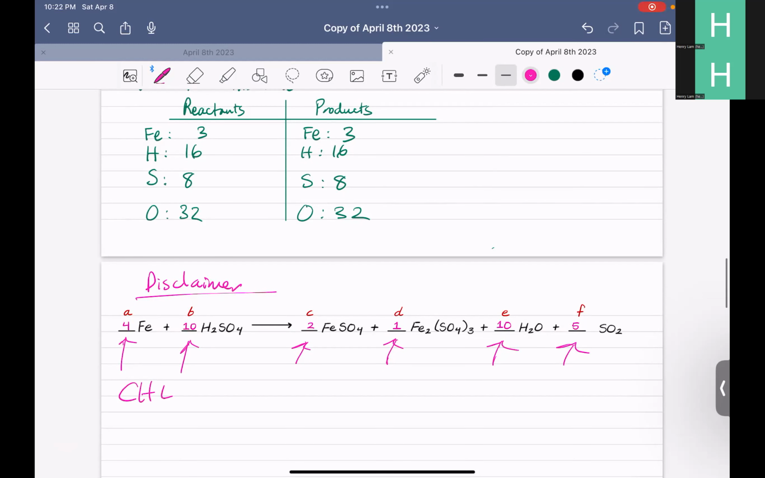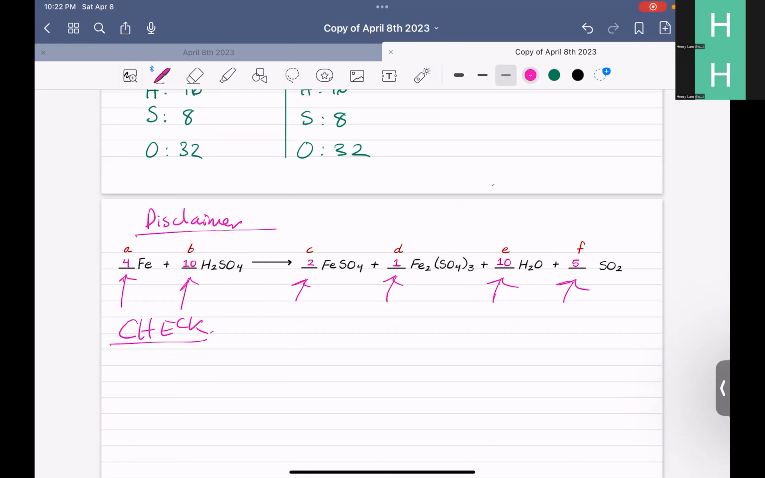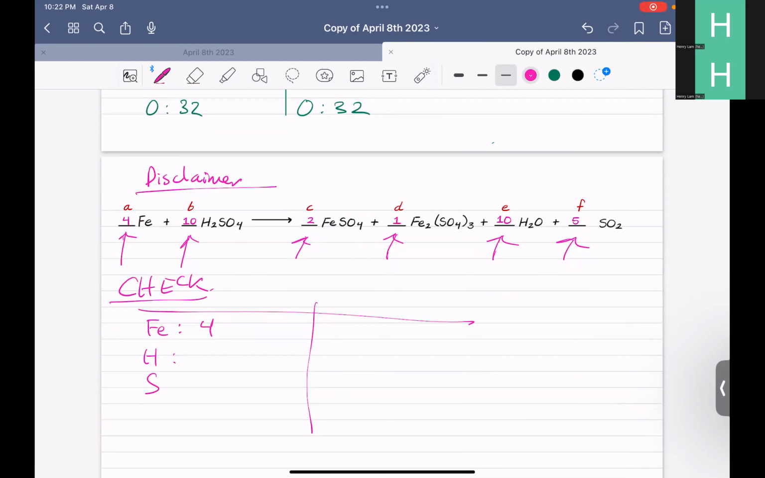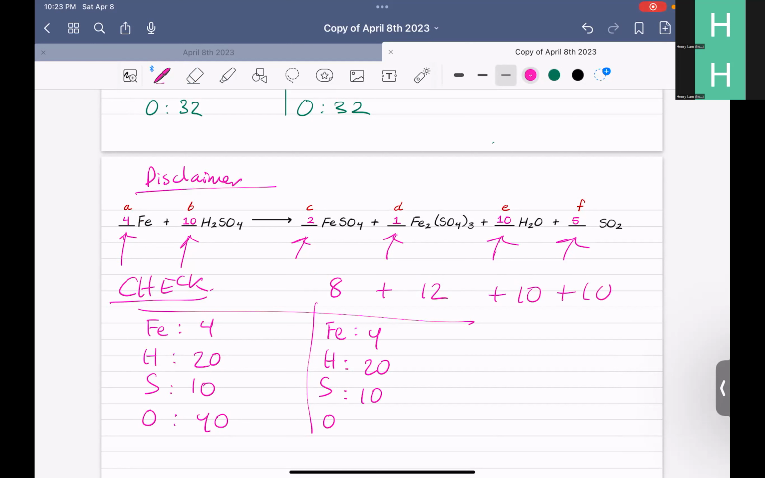If you check this as well, let's just check this. If you stayed this long in the video, great. If you didn't, well, I guess you're missing out. But here on the reactant side, there's 4 of them. So let's make a diagram real quickly. Hydrogen, sulfur, oxygen. There's 20 here, there's 10 here, and there's 40 here. If I look on this side, Fe, H, S, and oxygen, there's also 4 here. There's 20 here. How many are here? There's 2 plus 3 plus 5, which is also 10. What about oxygen? There's 8 plus 12 plus 10 plus 10. There's also 40 here as well.